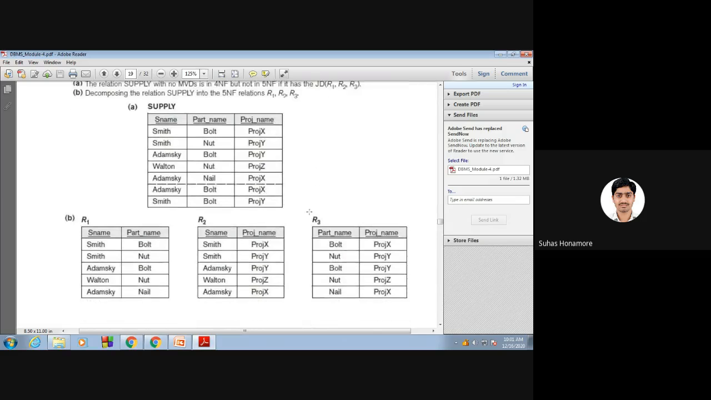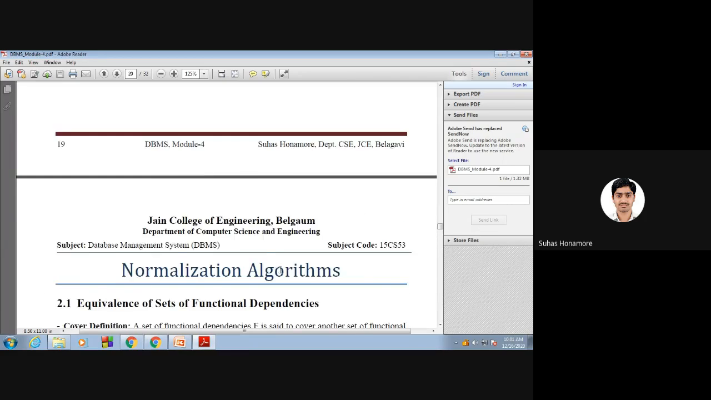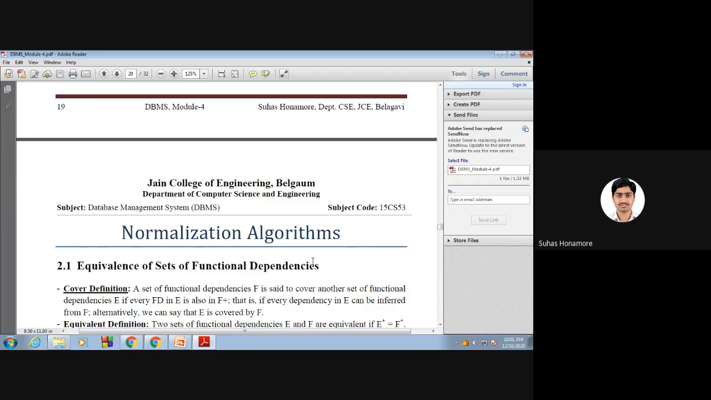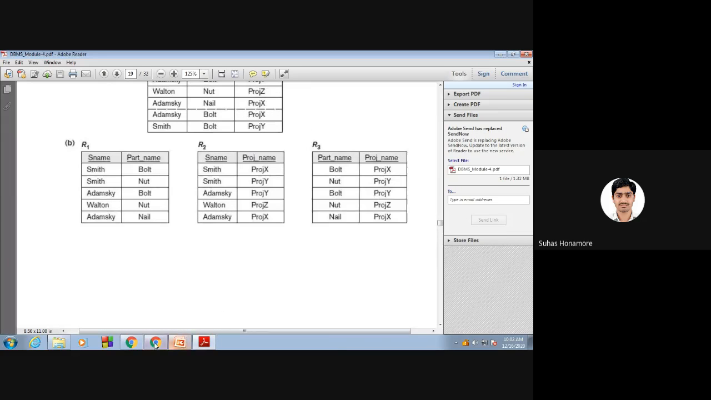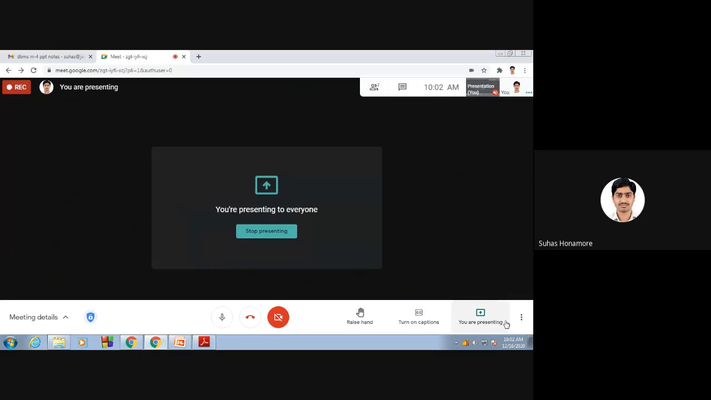Next class onwards we'll study the normalization algorithms, how we decompose, and some standard procedures. Those things we'll study.